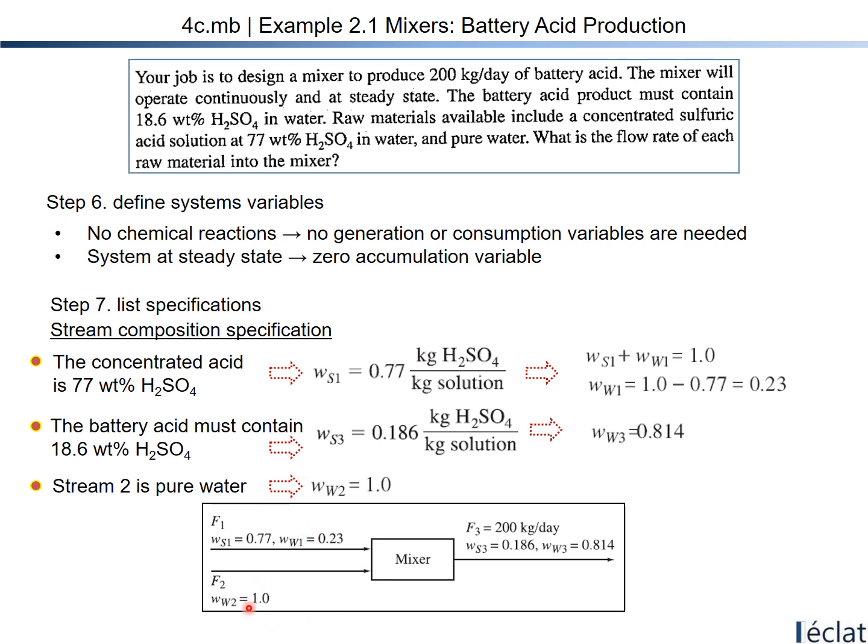How about the second input stream? Pure water, so 1.0. And go to the output stream. The output stream should have 18.68% sulfuric acid, so 0.186 for sulfuric acid, and of course the rest is water, 0.814. That's it. Everything is specified except the flow rates for stream 1 and stream 2.